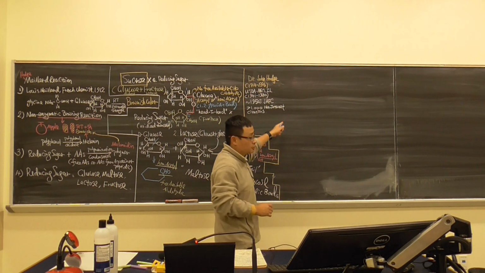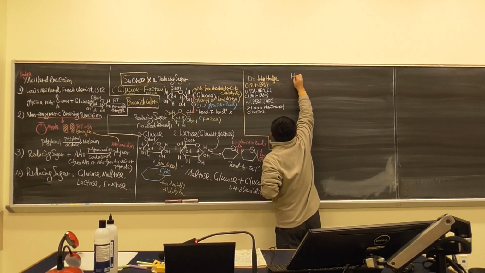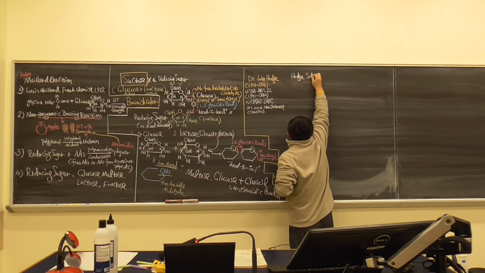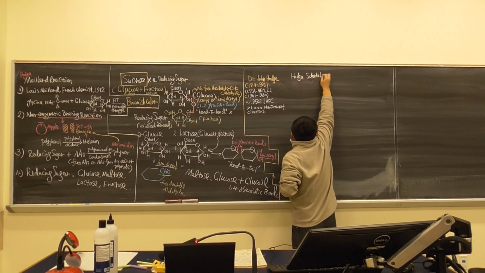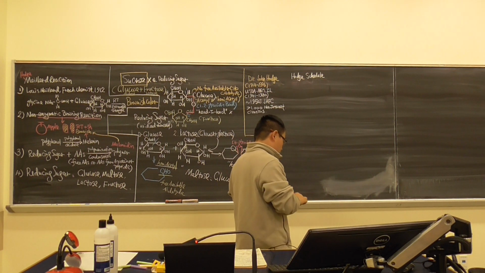So, in this class, the mechanism behind the Maillard reaction is based on Dr. John Hodge's paper. This is also called the Hodge schedule. I call it a Hodge schedule. Some people say Hodge sketch. It's the same thing. Okay, so what's the story there?